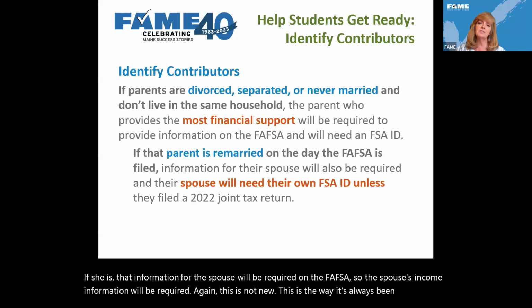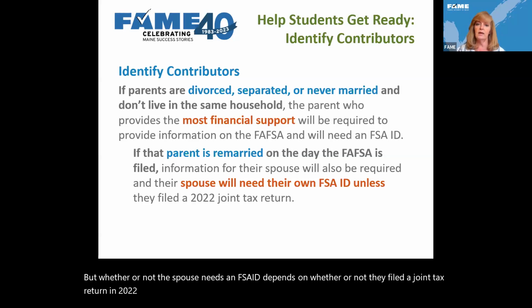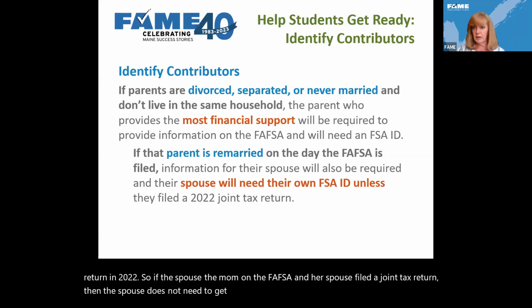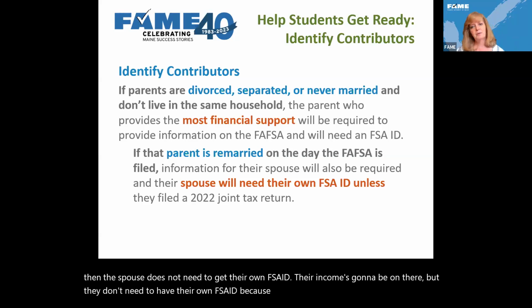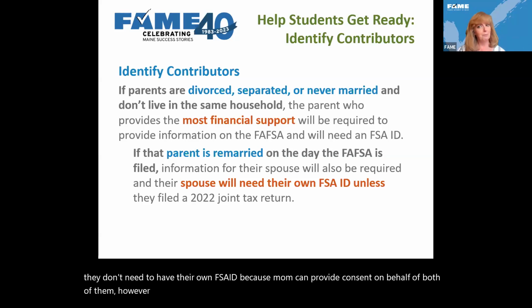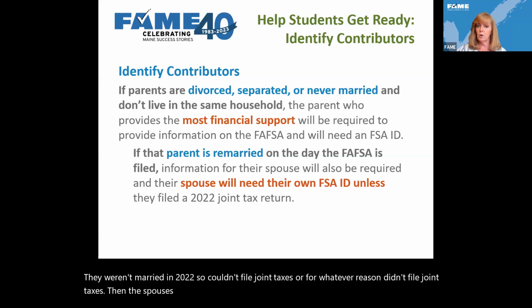But whether or not the spouse needs an FSA ID depends on whether or not they filed a joint tax return in 2022. So if the mom on the FAFSA and her spouse filed a joint tax return, then the spouse does not need to get their own FSA ID. Their income's going to be on there, but they don't need their own FSA ID because mom can provide consent on behalf of both of them. However, if they weren't married in 2022, so couldn't file joint taxes, or for whatever reason didn't file joint taxes, then the spouse's information will not only be required, but the spouse will have to get their own FSA ID.